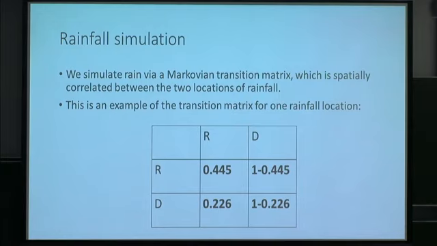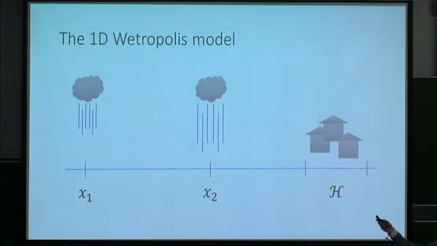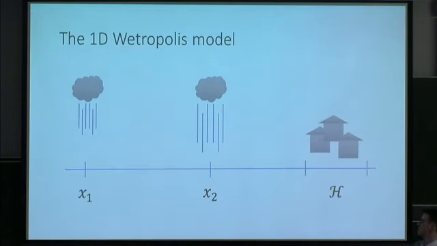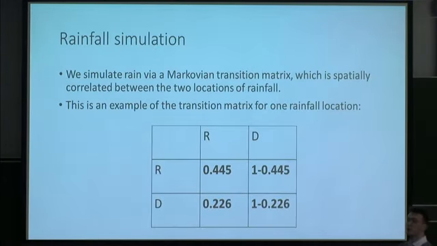How do we simulate rainfall? Obviously, we need some kind of spatial correlation. We simulate rain via a Markovian on-off type model. This is the transition matrix between a rainy state R and a dry state D. It's just an example of one of the rainfall locations, either X1 or X2. This matrix assumes they're independently transitioned, but we've also got a correlated version that correlates the 2 states together. We'll use both types in our results and methodology later.